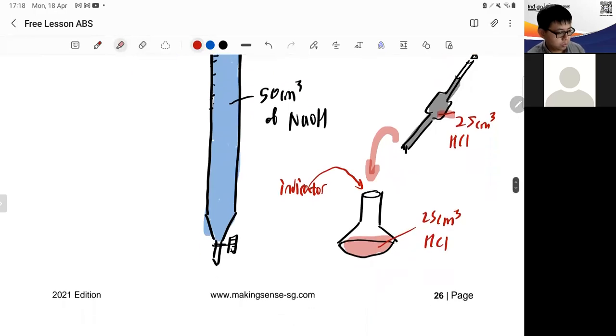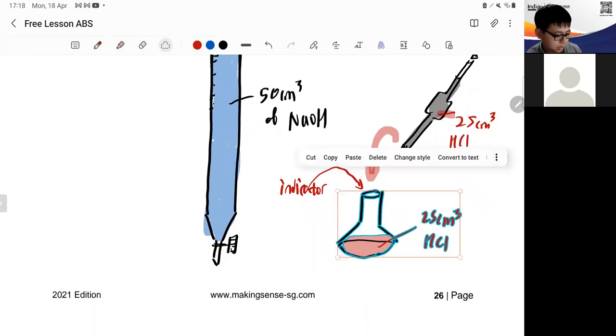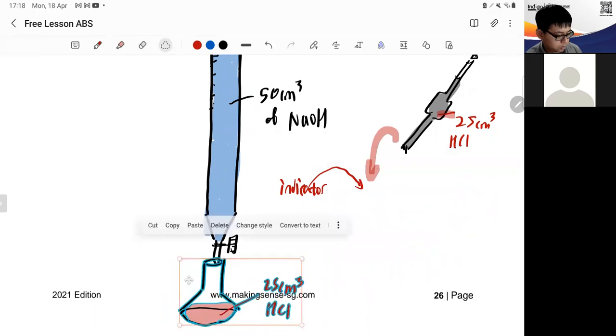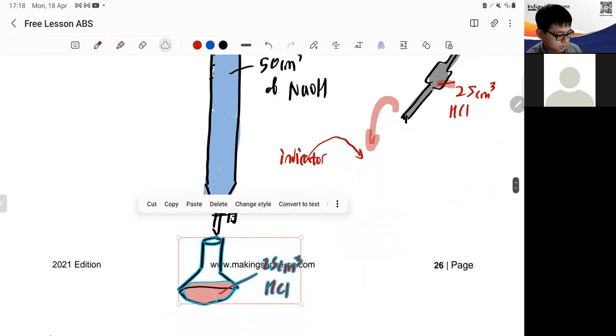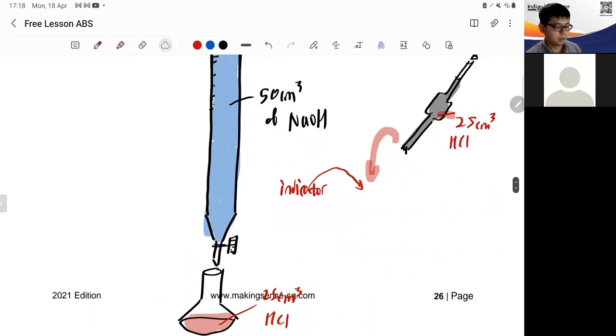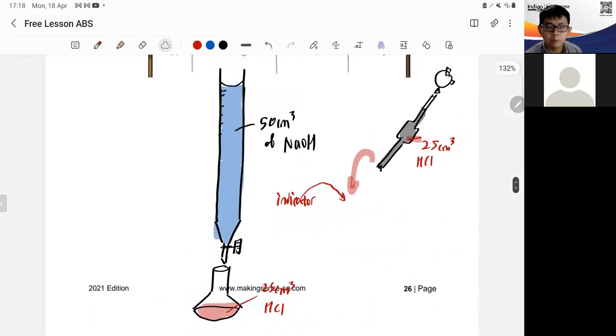Now I'm going to place this burette with the 25 cm cube of acid underneath. I'm going to start my titration. I'm going to unscrew the tap a little bit. In some schools, if your burette is a bit old, it's still the crocodile clip. Whatever it is, you are able to slowly, drop by drop, add in the alkali.